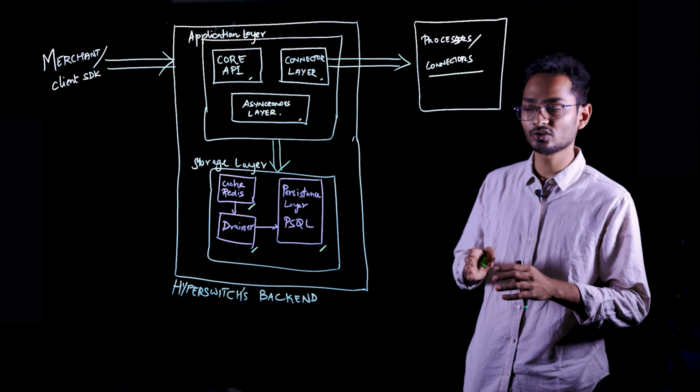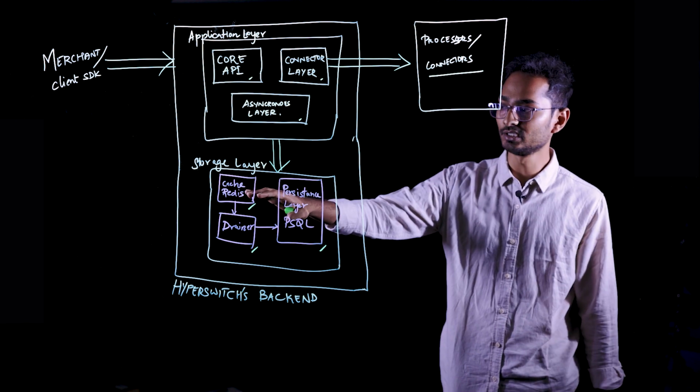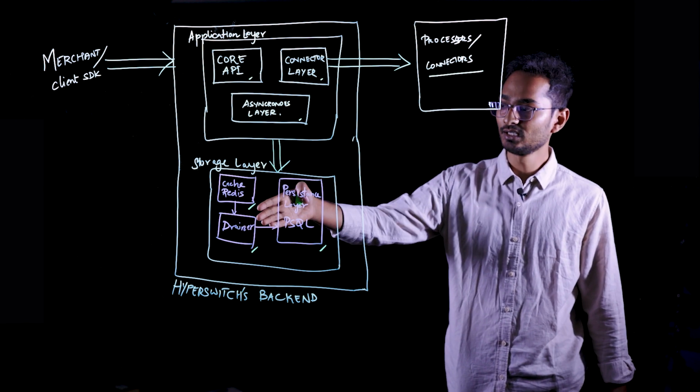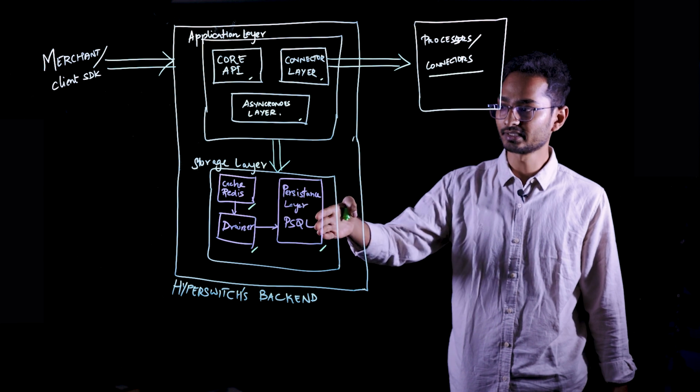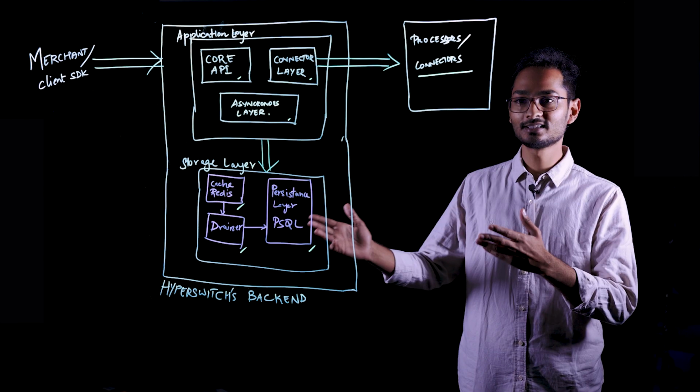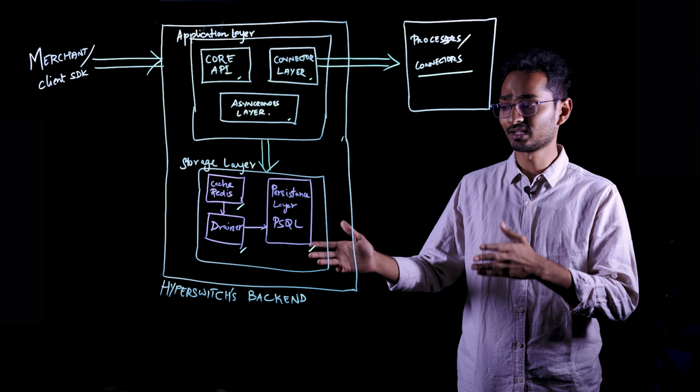All the transaction data goes to the cache layer and then gets drained, using the drainer, into the persistent layer. This is the abstract view of how the Hyperswitch backend works.